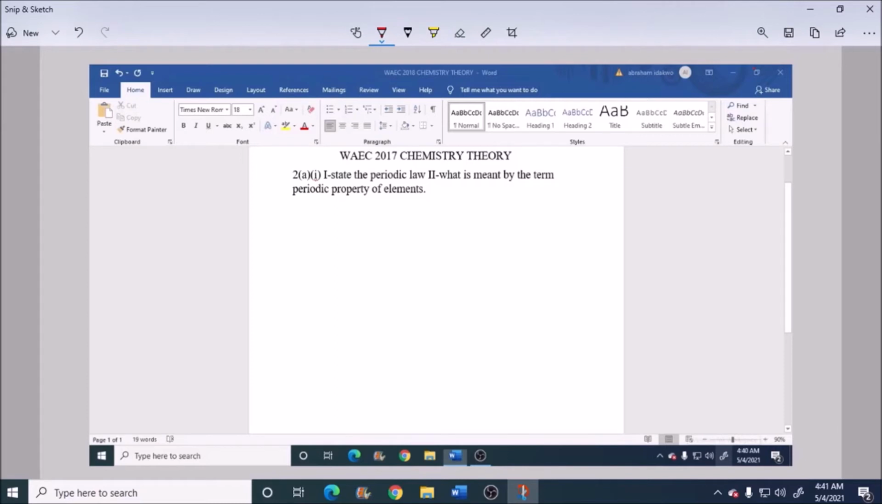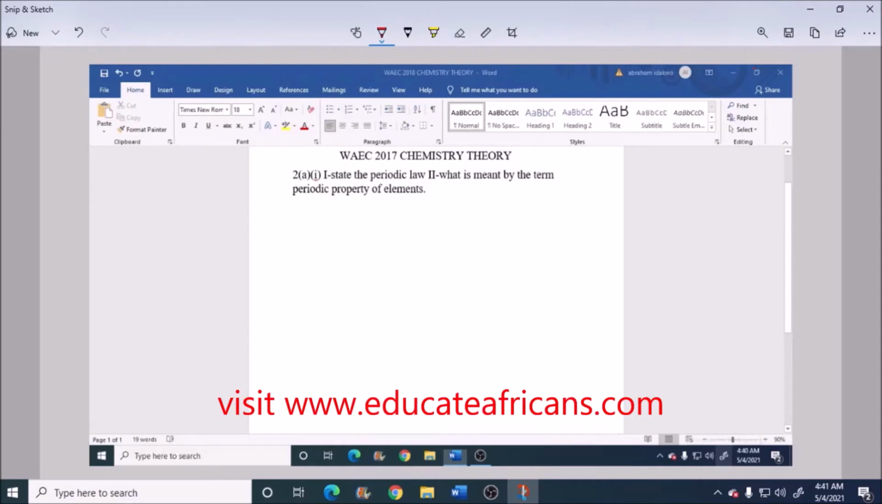Periodic properties of elements is any physical or chemical property of an element which changes regularly with increasing atomic number. For example, we have ionization energy. So ionization energy increases across the period as an example.